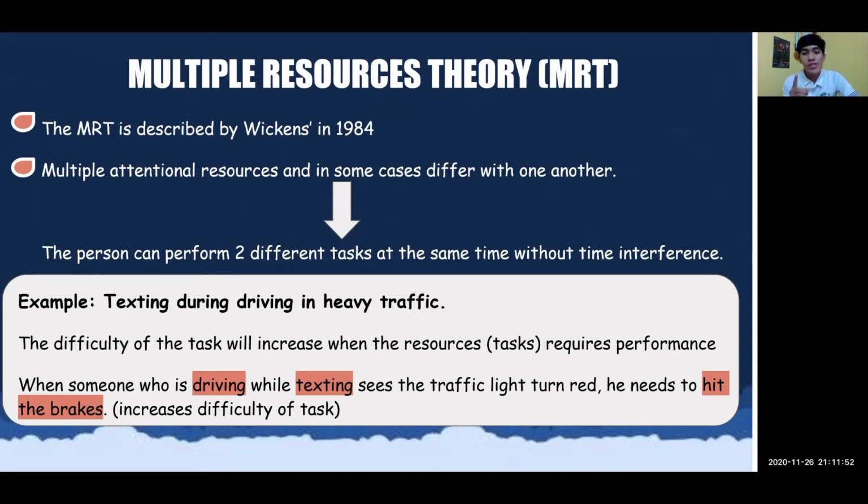Okay, I give you an example. When the person is driving a car while replying to a text, the driver sees the traffic light turn from green to red. So he or she has to stop the car. So stopping the car increases the difficulty of the task. That's all. We proceed to the next slide.